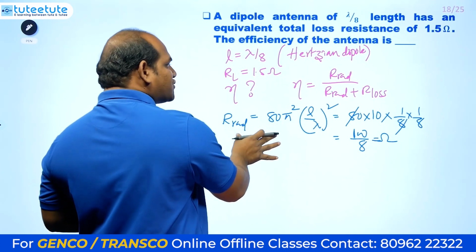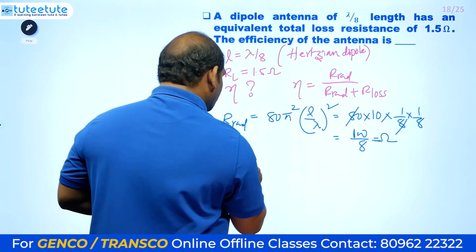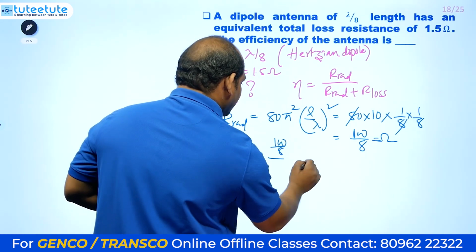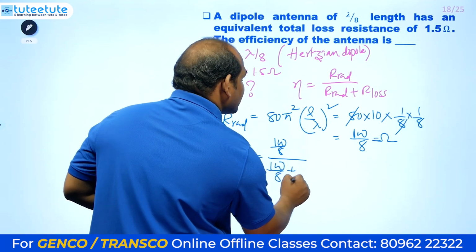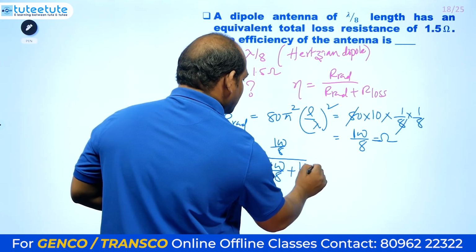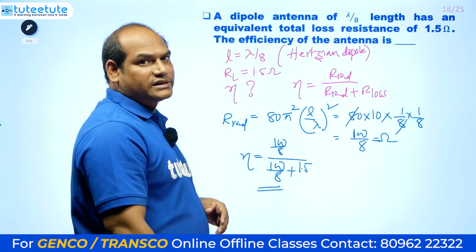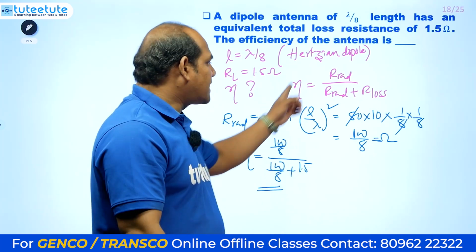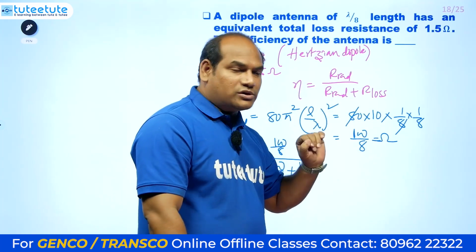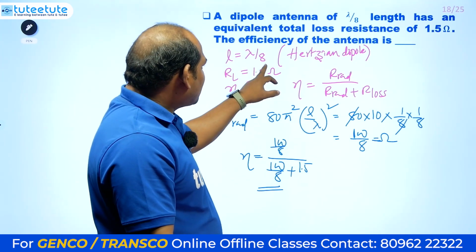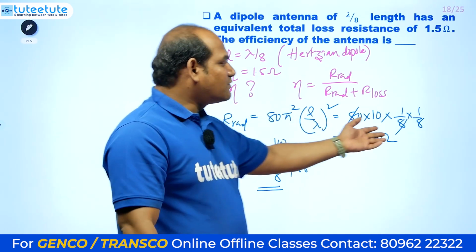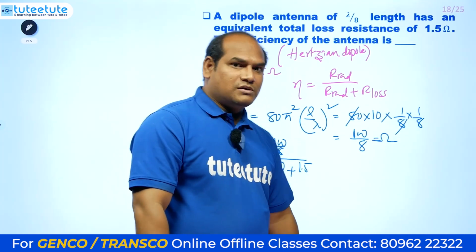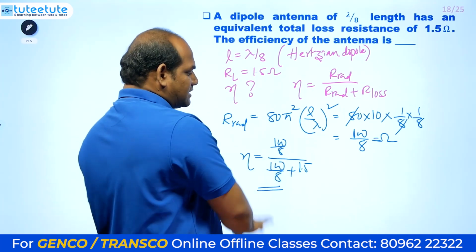Now take this radiation resistance and the loss resistance, substitute here to get the efficiency. That is 100 by 8 divided by 100 by 8 plus loss resistance 1.5. So simply you can calculate this. I have taken pi square, pi means 3.14, if you square that we approximately get 10. Next, L is lambda by 8, divided by lambda, so here you will get 1 by 8, because of the square in the formula I have taken 1 by 8. So it is a simple calculation.